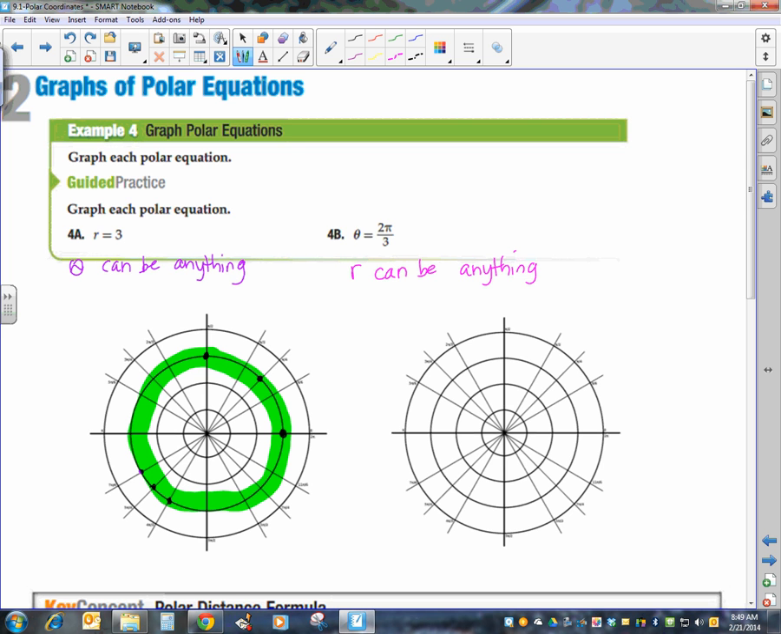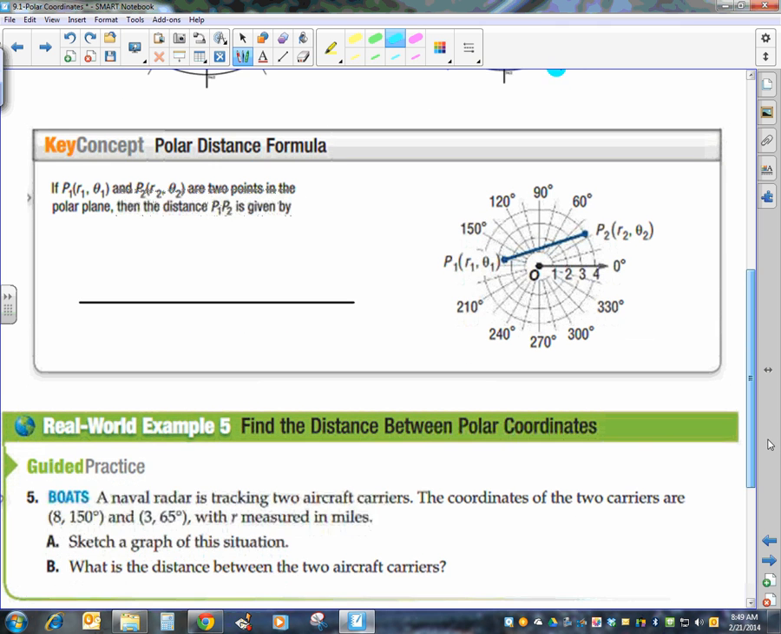So if you need to think about points to plot, I go to 2 pi over 3 and I make r be positive or negative, or it could be a fraction. So hopefully you see when you plot all those points, what are we going to have but a line that goes through theta 2 pi over 3. Okay, last thing we got to talk about is the polar distance formula.